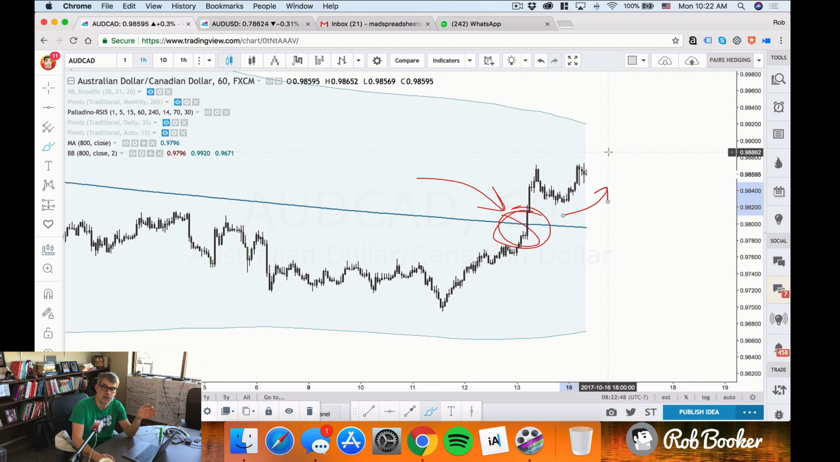Now, what's happening when that occurs is that the Australian dollar and the Canadian dollar are highly correlated, and they are beginning to move in the same direction. And it is very likely that now what will happen is that the Australian dollar, Canadian dollar will move higher and possibly touch the top of that Bollinger Band.